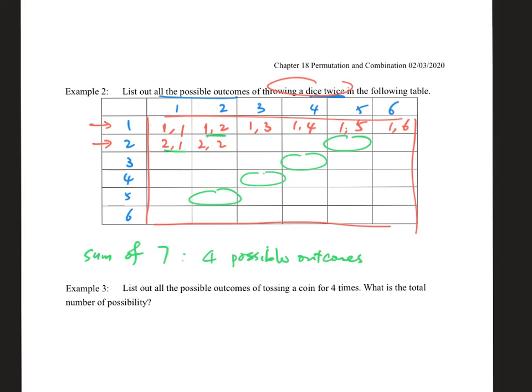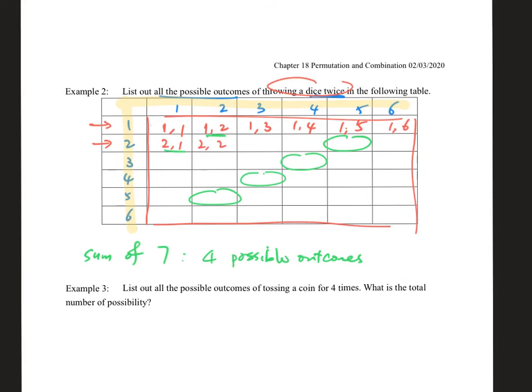The table itself has a drawback because we can only draw in columns and rows. That means you can talk about two times only. So if you consider throwing a dice 3 times, that table may not help you. So that's why the tree diagram is still very important and very useful, because the tree diagram is not limited to doing a certain thing like throwing a dice 2 times only.